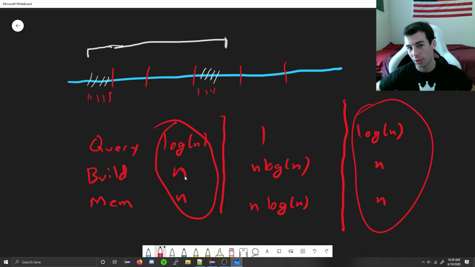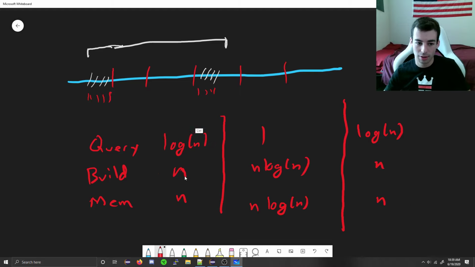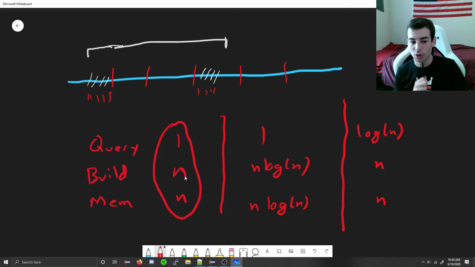The only reason I'm showing it at all is because it makes for a really good stepping stone to how to turn this from log n to order 1 query. So this is ultimately what we're going for. And you can see this is better than a segment tree. And it's really helpful if you have this constraint on memory.